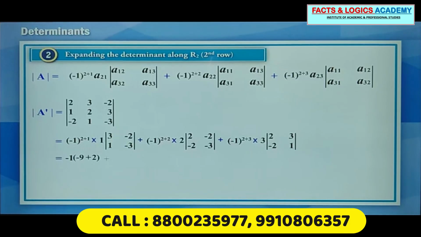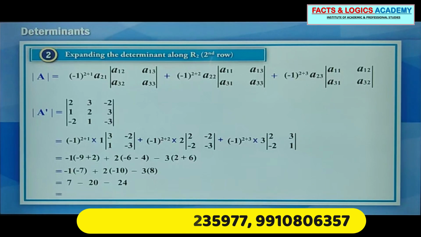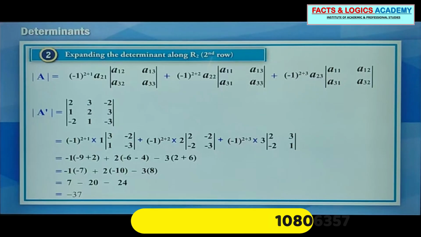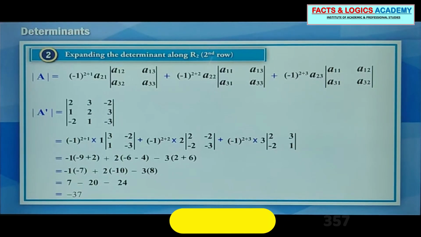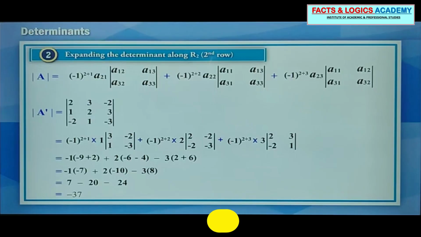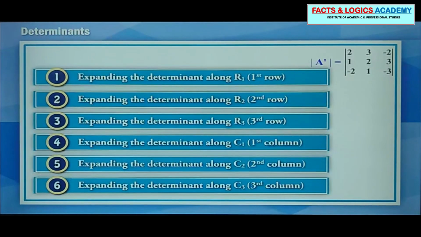On simplifying, we get determinant of A dash is equal to minus 37. Observe that the determinant of A dash, when calculated along the first row or the second row, is the same. In general, we can say that calculating the determinant of A dash in any one of the 6 ways yields the same result. Let us now see the remaining 4 ways in which a determinant can be expanded.